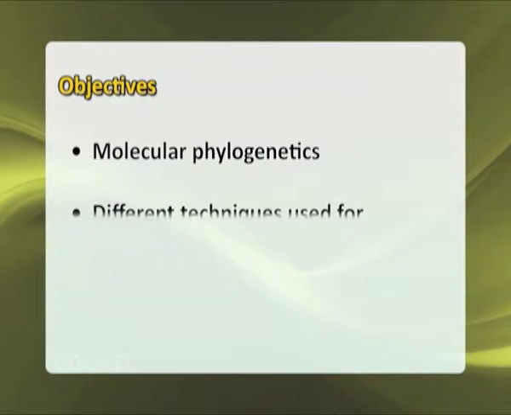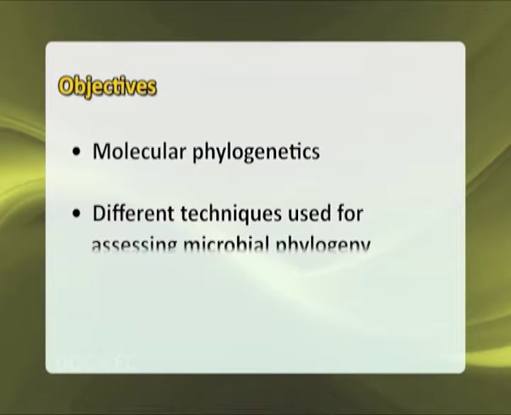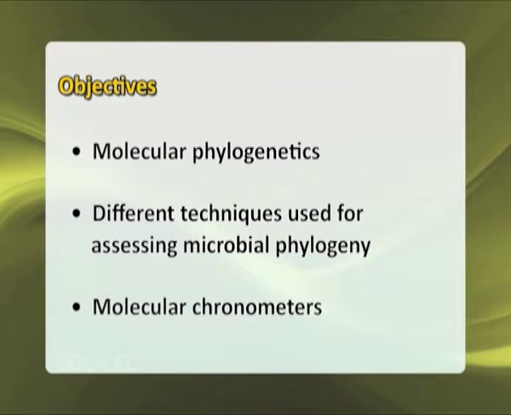Dear students, let's try to know about the major objectives of this lecture. Firstly, to get an insight about the molecular phylogenetics. Secondly, to understand different techniques used for assessing microbial phylogeny. And lastly, to get some knowledge about molecular chronometers. To begin with, let me give you a brief introduction.